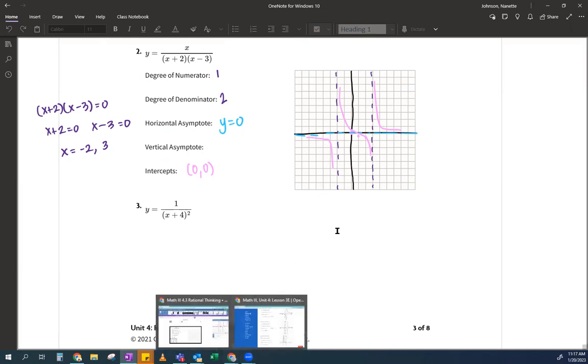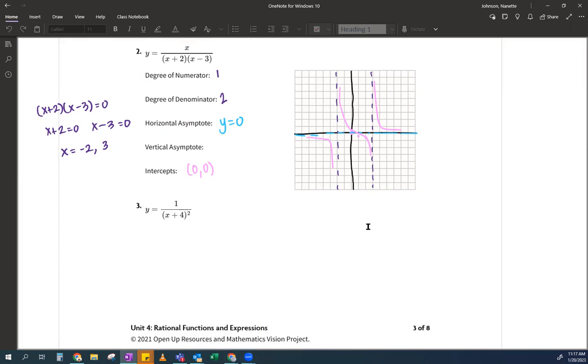Now, does this make sense? Now, some people are like, Ms. Johnson, this kind of doesn't make sense. Like, I still don't get where the horizontal asymptote is. I don't see a 0 anywhere here, Miss Johnson. You're right. You don't, right? So again, we're pretty strong on our vertical asymptote, right?